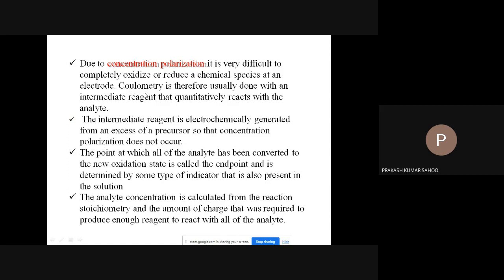In coulometry, there is also an end point which can be traced out by the reading of that coulometer. When a new oxidation state is attained by a metal ion, there will be a change in current, or it may be the end of the reaction. The current will be zero. That means it will be the end point, and it is determined by some type of indicator that is also present in the solution. The analyte concentration is calculated from the reaction stoichiometry and the amount of charge that was required to produce enough reagent to react with all the analyte. So this also depends upon the analyte concentration.